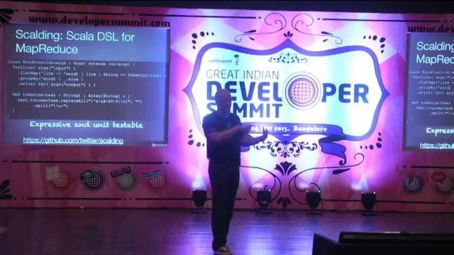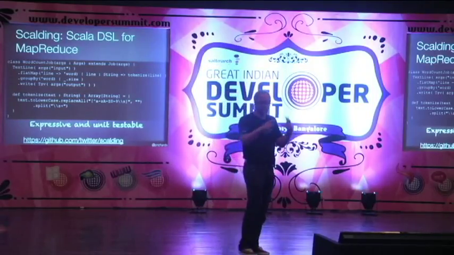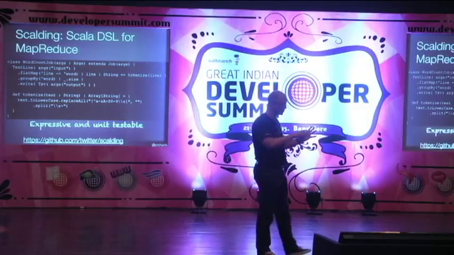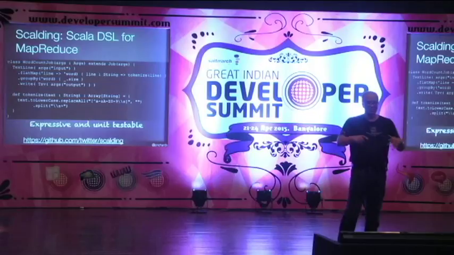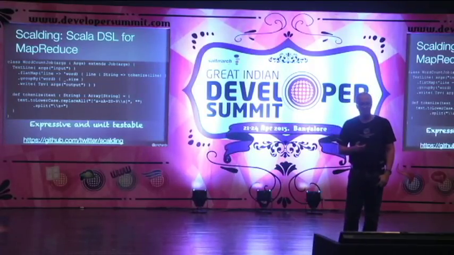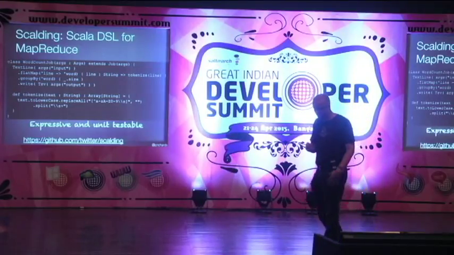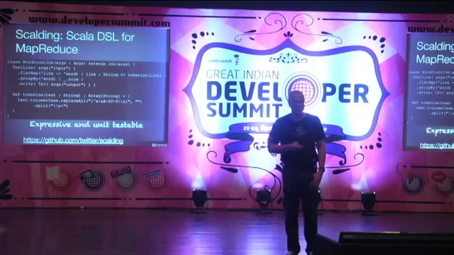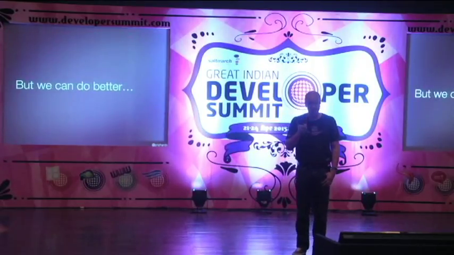But what's actually happening under the covers is that you express it in this very concise functional way, but then it's all getting turned into a series of MapReduce jobs, which is slow and so on. So we actually need a better technology. And it turns out there is one.